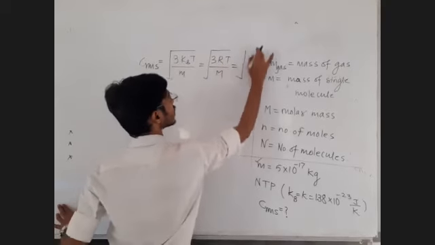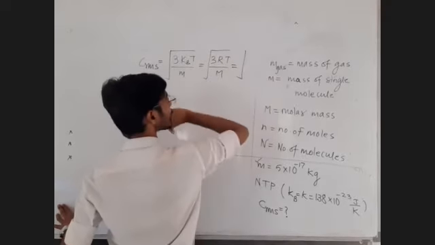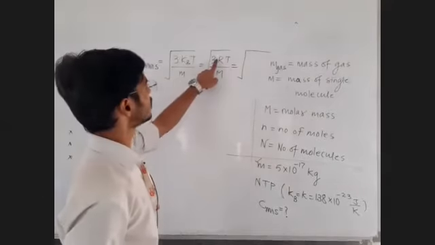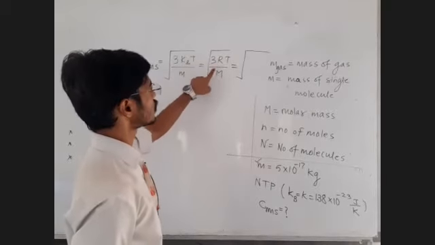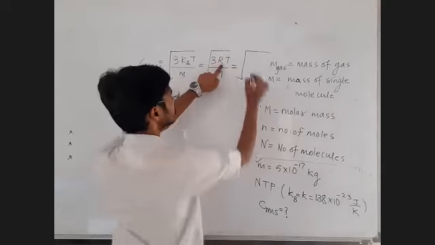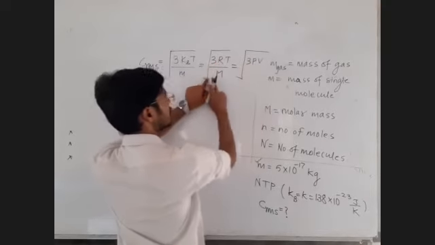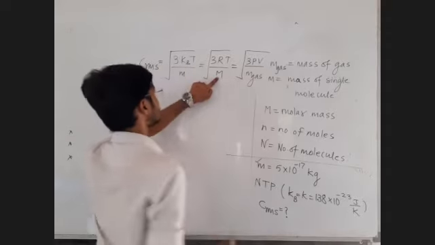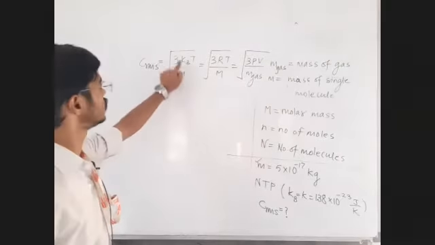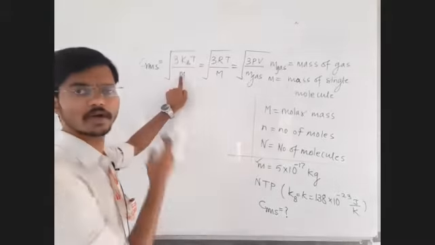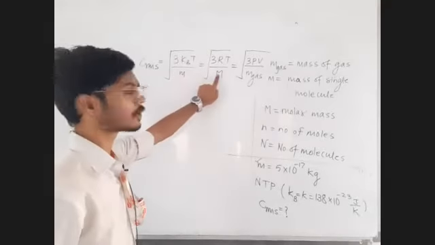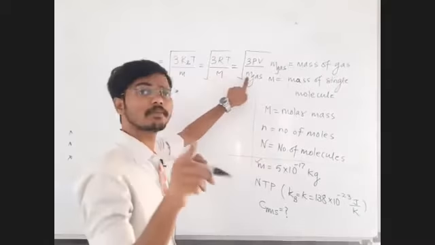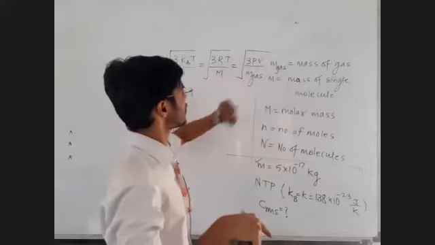And the third formula, what is that? Multiply numerator and denominator by the number of moles. So nRT will become PV, and number of moles into molar mass is the mass of gas. If you are given the mass of a single molecule, you will use 3k_BT by m. If you are given the mass of 1 mole, you will write RT upon M. And if you are given the mass of a gas, you will write 3PV by mass of gas.